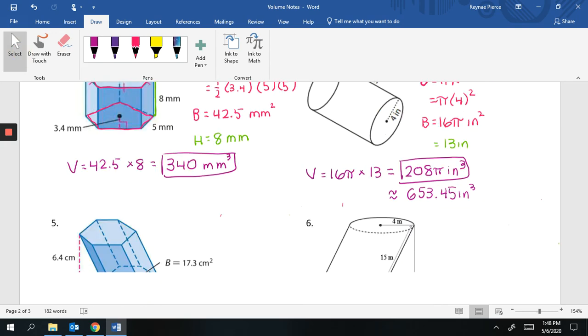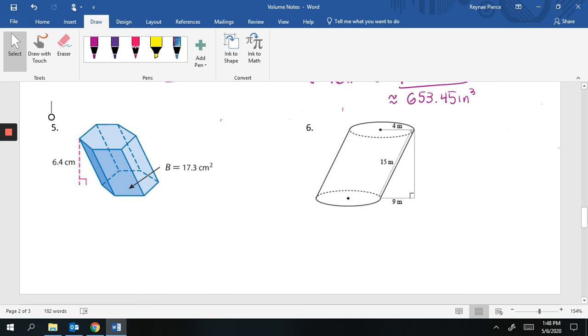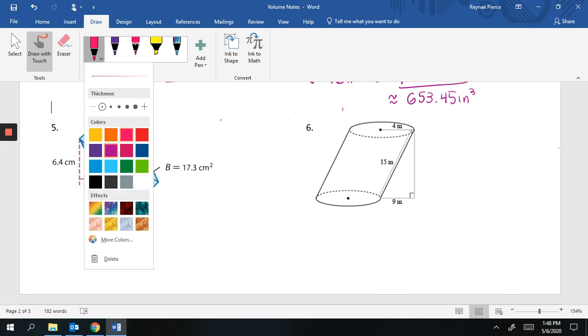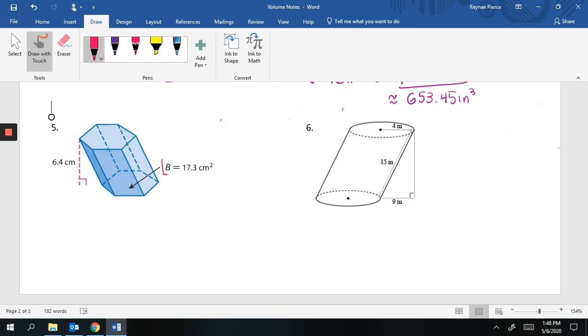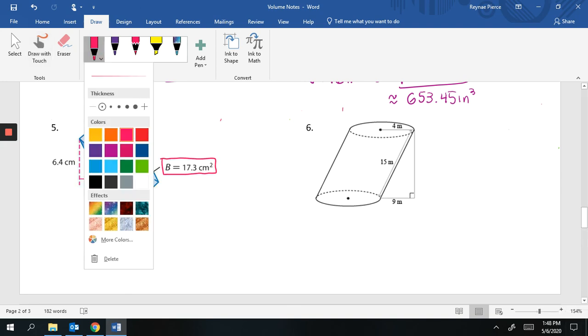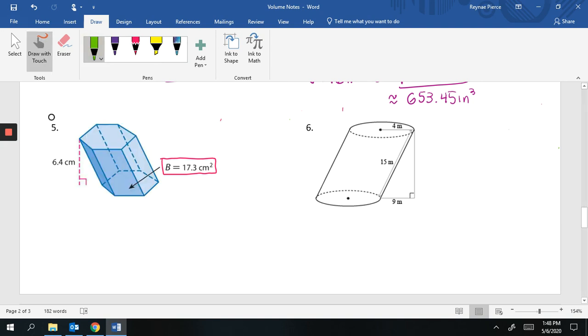Now the last two examples here are our oblique cylinders and oblique prisms. In number 5, we've got a hexagonal prism, and this one is nice. It actually gave us the area of the base, so we don't have to do any calculating for the area of the base. It tells me the area of the base is 17.3.